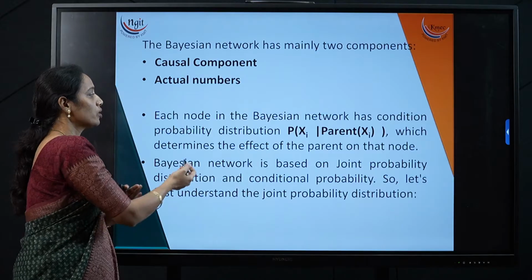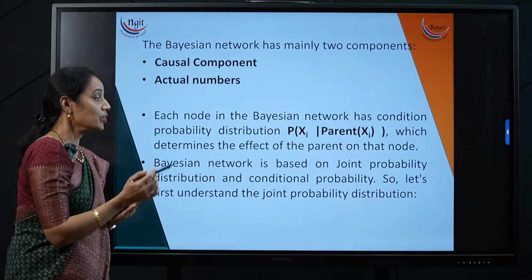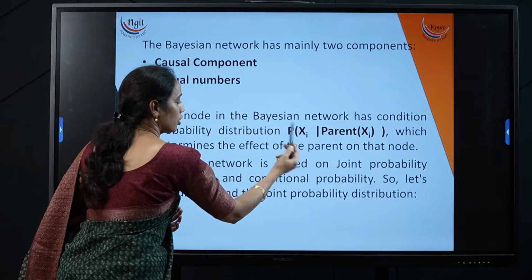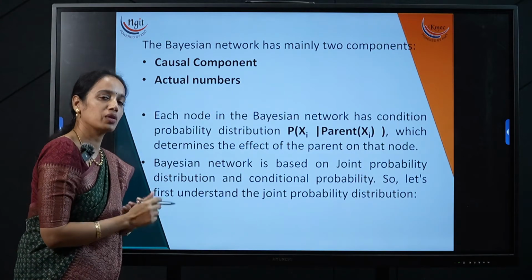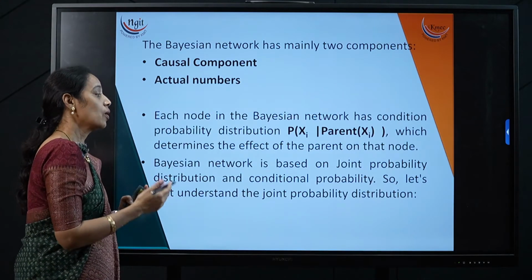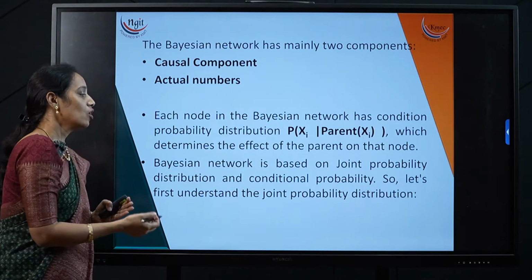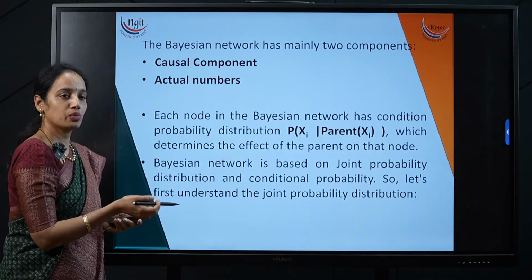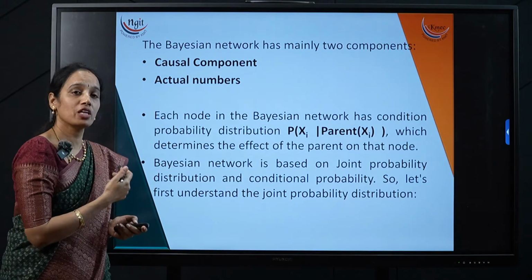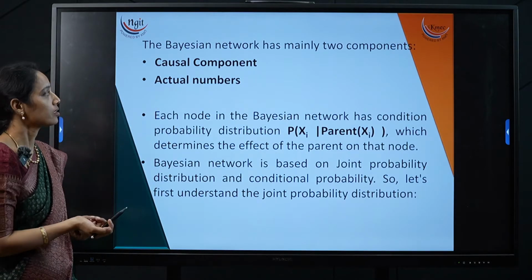So before we discuss what a Bayesian network model is, we should be aware of what joint probability distribution and conditional probability are. Maybe you already learnt this in maths, but before going to discuss the Bayesian belief network, let us first understand what joint probability distribution is and how it helps the Bayesian belief network overcome uncertainties.